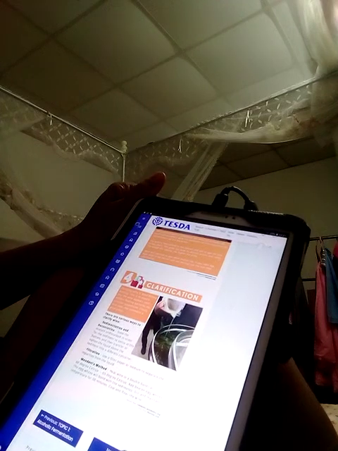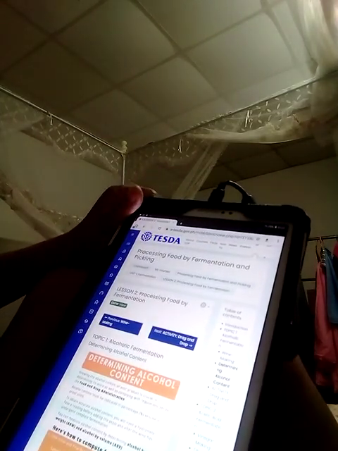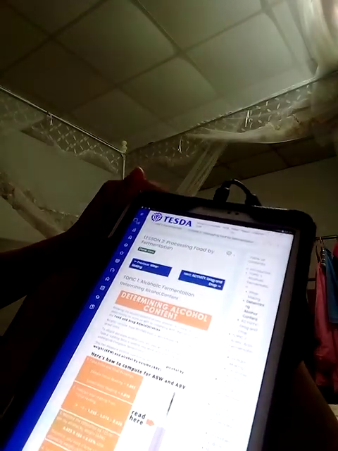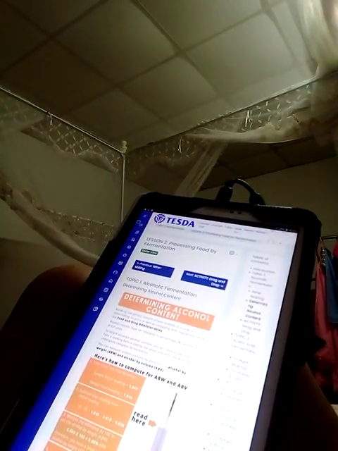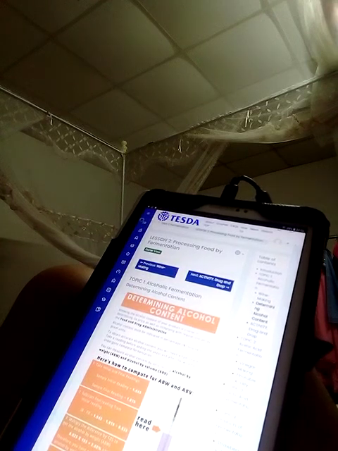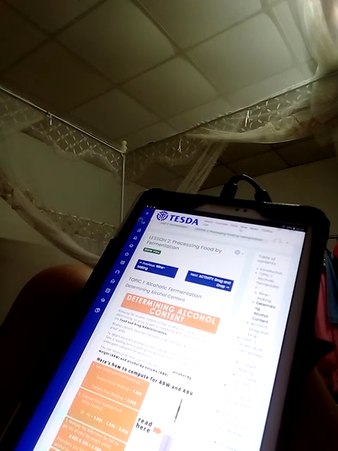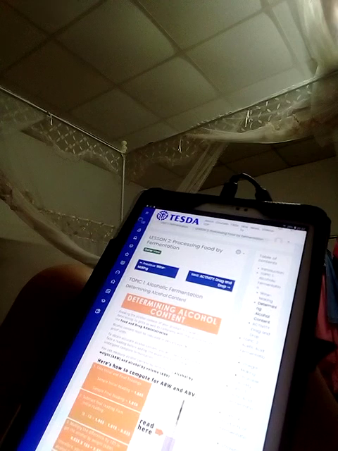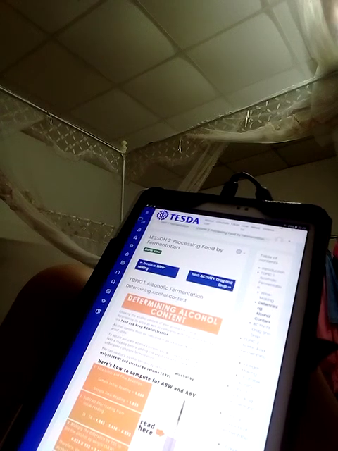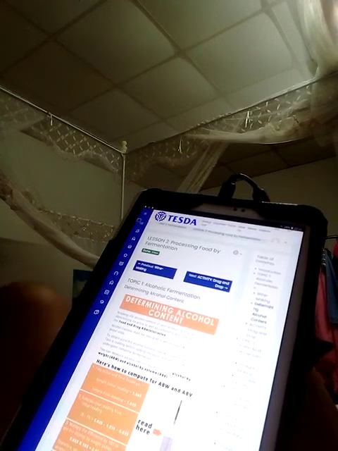So, next, determining alcohol content. Knowing the alcohol content of your product is crucial in determining its price as well as complying with regulations set by the Food and Drug Administration. Alcohol content must be indicated in percentage, volume, or proof unit.